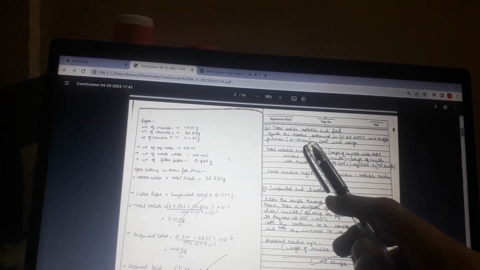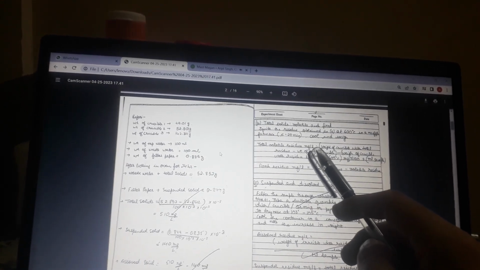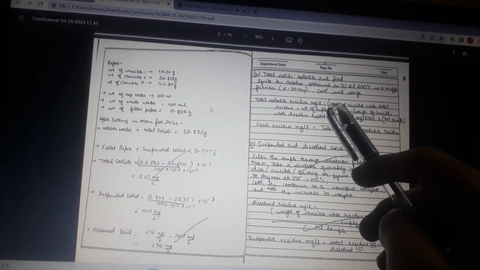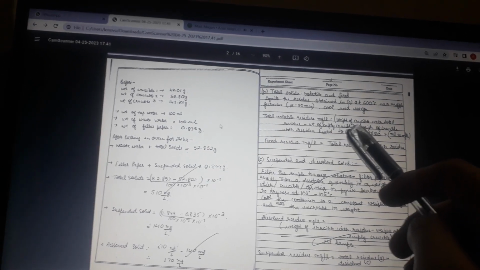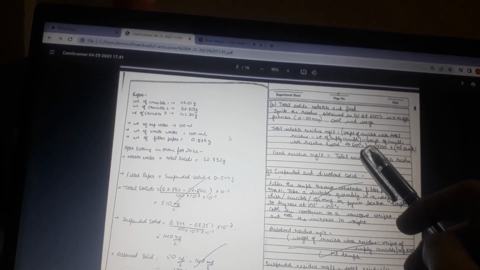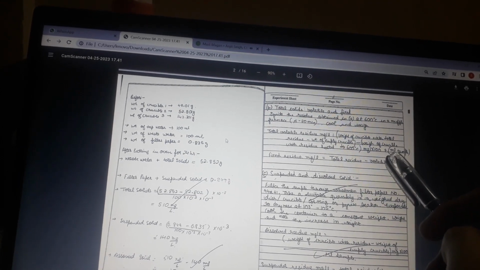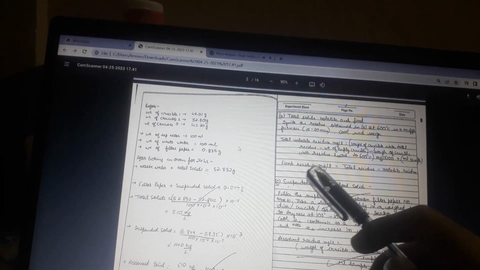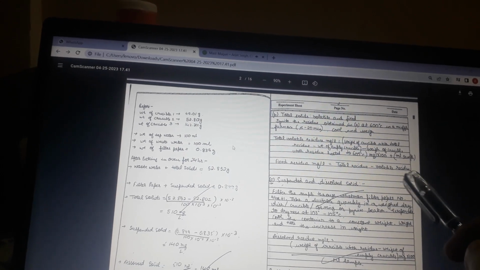Total solids, volatile and fixed: ignite the residue obtained in A at 600 degrees Celsius in a muffle furnace for 15 to 20 minutes, cool and weigh. Total volatile residue, milligram per liter, is equal to weight of crucible with total residue minus weight of empty crucible, minus weight of crucible with residue heated to 600 degrees Celsius, milligram, into 1000 divided by ml sample. Fixed residue, milligram per liter, is equal to total residue minus volatile residue.